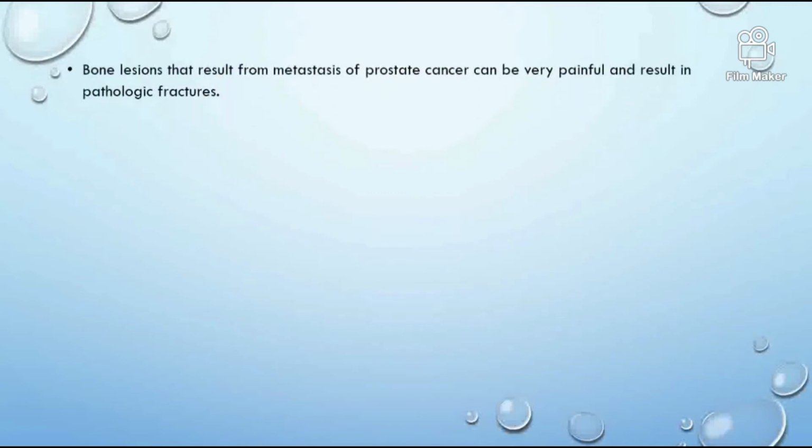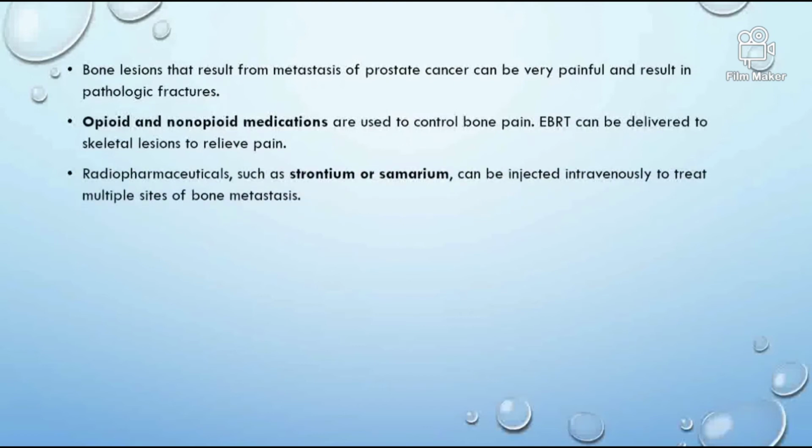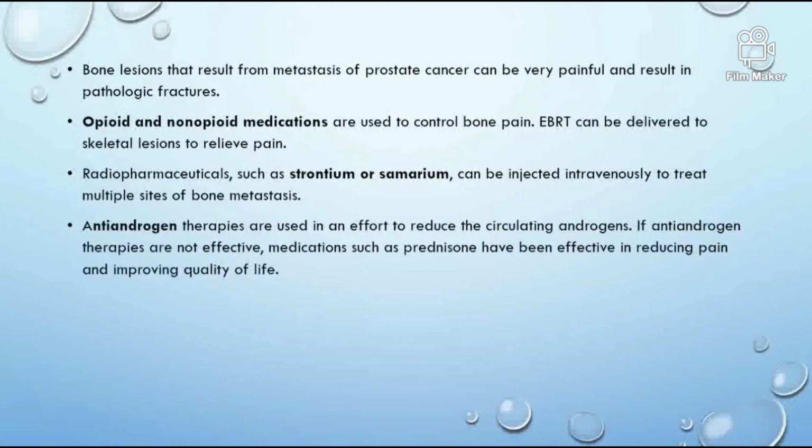So, bone lesions that result from metastasis of prostate cancer can be very painful and result in pathologic fractures. Opioid and non-opioid medications are used to control bone pain, and EBRT can be delivered to skeletal lesions to relieve pain. And radiopharmaceuticals such as strontium and samarium can be injected intravenously to treat multiple sites of bone metastasis.